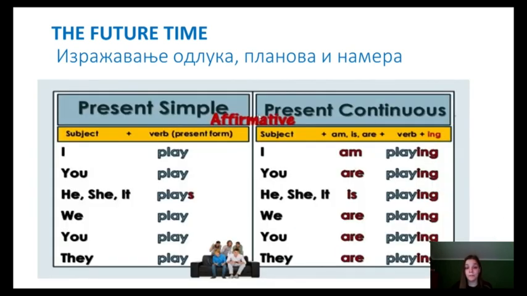Next, we can also use present simple or present continuous to express future time. So, in the present simple, subject plus verb in the present form. I play, you play, he, she, it plays, we play, you play, and they play. We have to note that in the present simple, in the third person singular, we add suffix s to the verb. In the present progressive or present continuous, on the other hand, we have the subject, verb to be, and the main verb with the suffix ing. I am playing, you are playing, he, she, it is playing, we are playing, you are playing, and they are playing. Now let's see in further detail when do we use these forms.